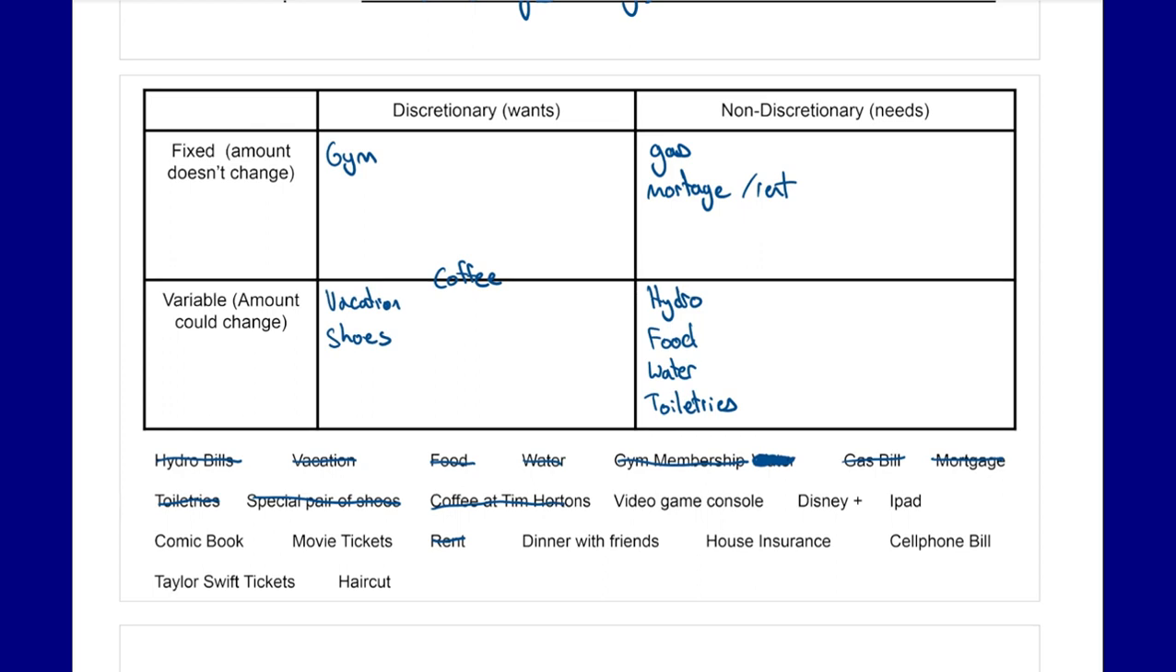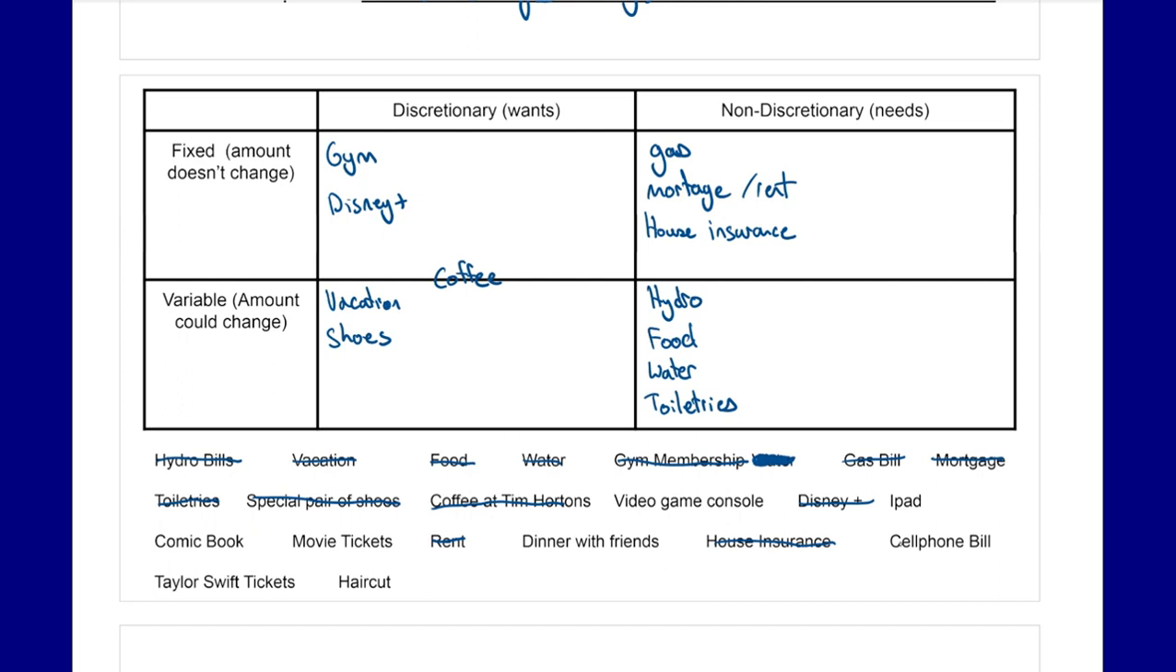Right? Is there any other? We'll look at some other ones. For example, Disney Plus. Right? Disney Plus would be a want and it's fixed. Right? You pay the same price every month. Let's say, for example, house insurance. That's another common one. That is a need. It's a non-discretionary, and it is a fixed amount. You pay the same amount for your house insurance every month or every year. Well, probably every month. The yearly one is broken down to what you would pay each month. Usually it stays the same.